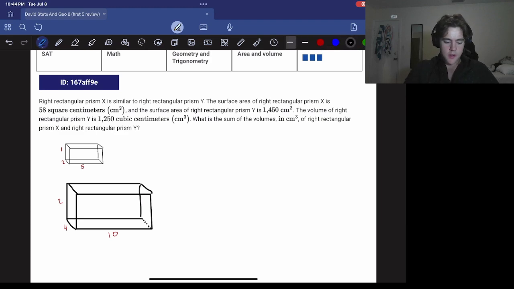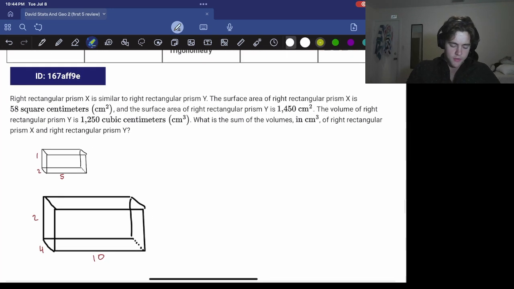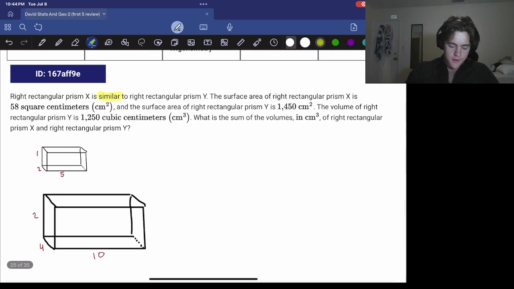Okay, so for this question, we're looking at comparing two rectangular prisms. So let's take a look at it. We have right rectangular prism X is similar to right rectangular prism Y. The surface area of right rectangular prism X is 58 square centimeters, and the surface area of prism Y is 1450. The volume of prism Y is 1250, and they're asking us what is the sum of the volumes in centimeters cubed. So we know that the surface areas of the two are given and that the volume of one of them is given.